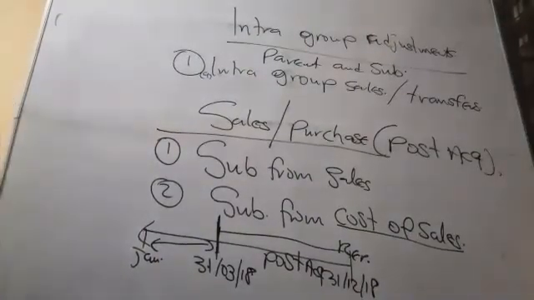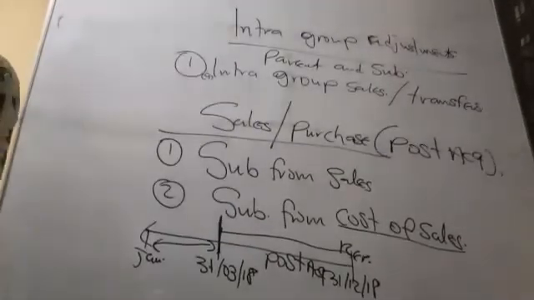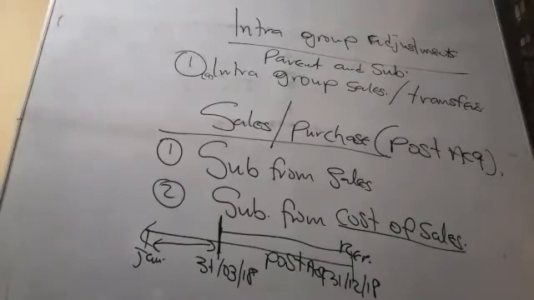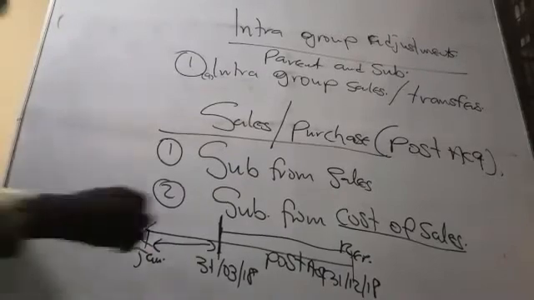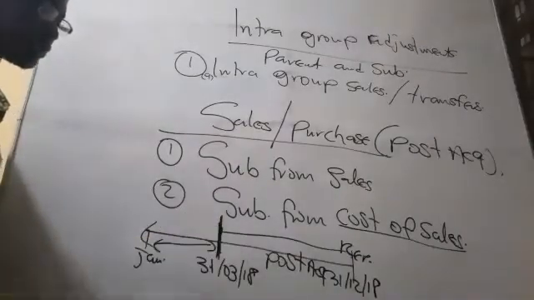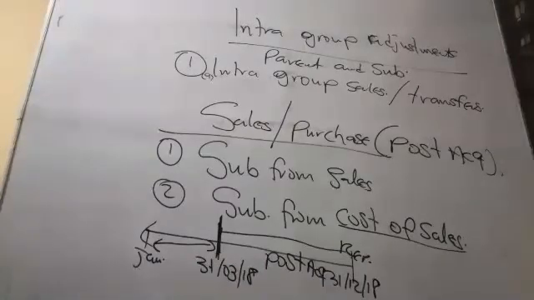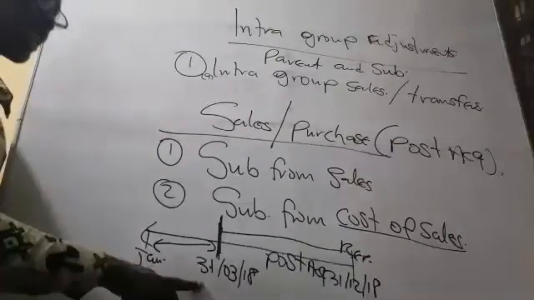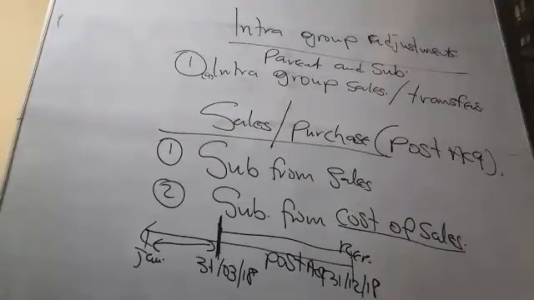Now, on the day that they acquired the subsidiary, which one came first? If the sale came first before the acquisition, it is pre-acquisition. Immediately after acquisition, it is post-acquisition. So let's assume that on the same day, 31st March, there was a sale. Check the time. When was the sale placed and when was the acquisition? If the acquisition came first, then the sale becomes post-acquisition. So now you have to eliminate.